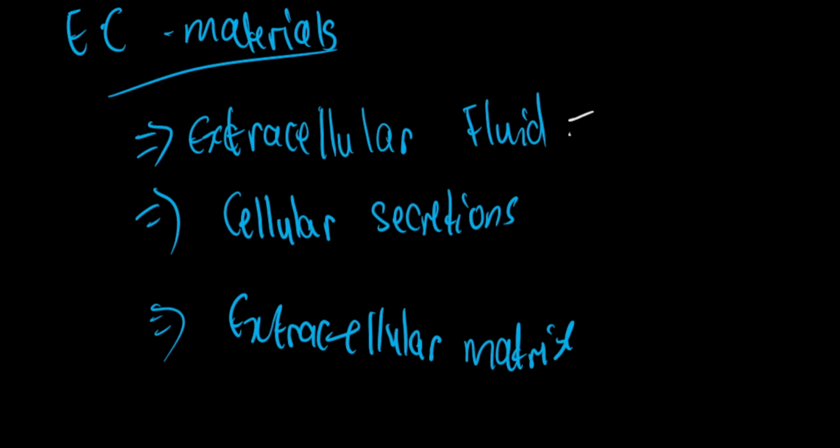Now, the extracellular fluid is made up of a lot of dissolved substances that bathe the cell. It kind of serves as a nutritive juice to the cell, just surrounding the cell. And of course, we have cellular secretions. These are secretions that are released from the cell.